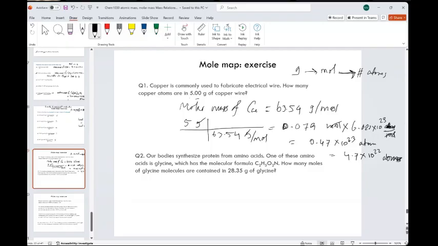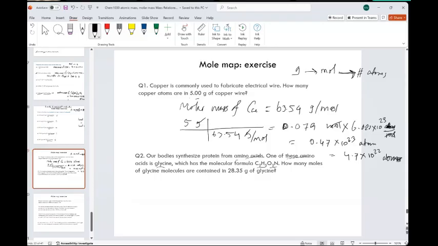Our body synthesizes protein from amino acid. Okay, this is just describing a physiological process in our body, where you get protein. It is coming from amino acid continuously. One of this amino acid is glycine. We have more than one amino acid. Actually, we have 20 amino acid in our body naturally functioning. And one of them is glycine with the formula C2H5O2N. As I said, human body is a giant chemical factory. So this is one of them.